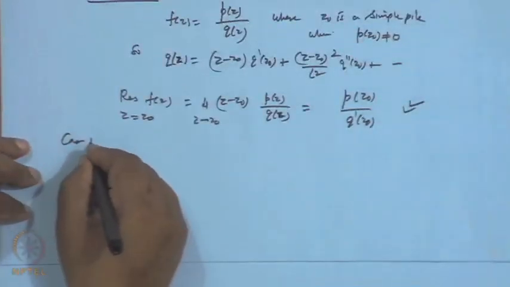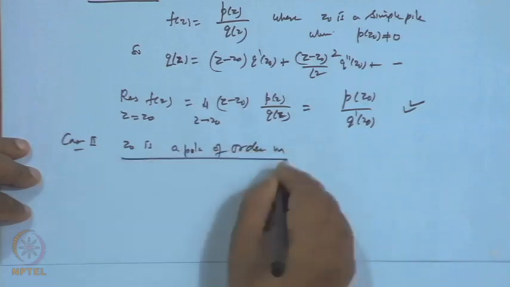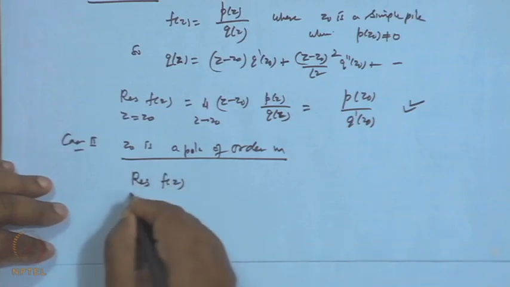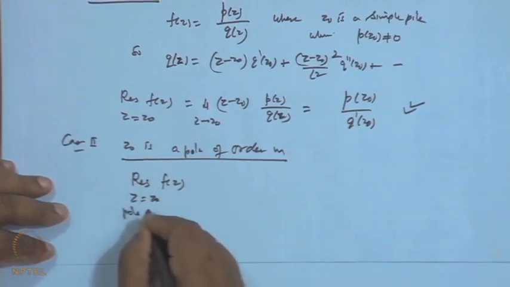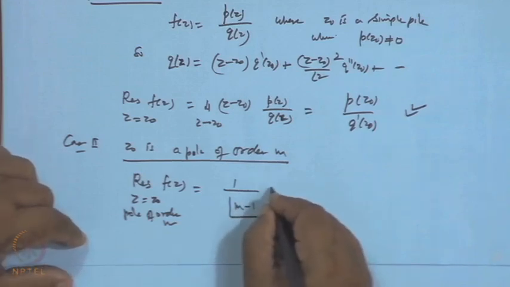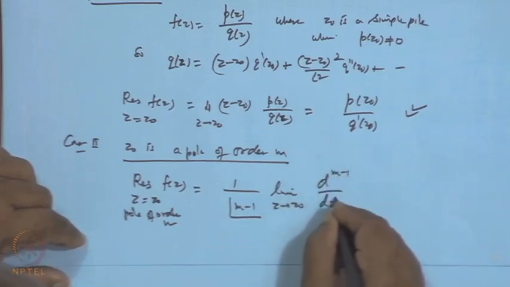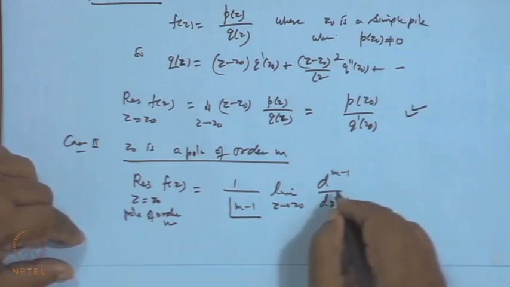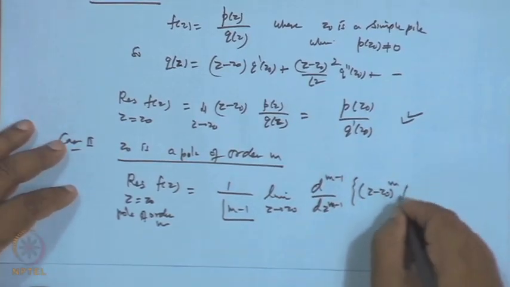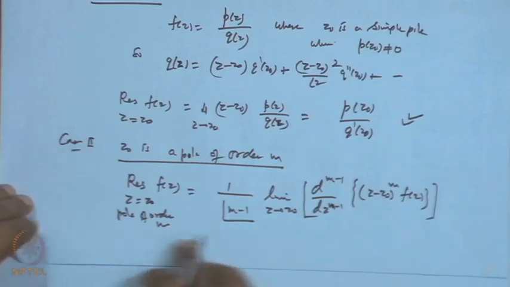But in the second case, if z naught is a pole of order m, then the corresponding formula for the residue of the function f(z) at z equal to z naught, I am not deriving that result, is 1 by factorial (m minus 1) times the limit as z tends to z naught of the (m minus 1)th derivative, d^(m-1) over dz^(m-1), of the term (z minus z naught) to the power m times f(z). So the limit of this will give the residue of the function at a pole of order m.